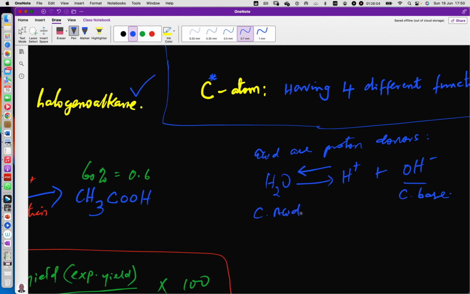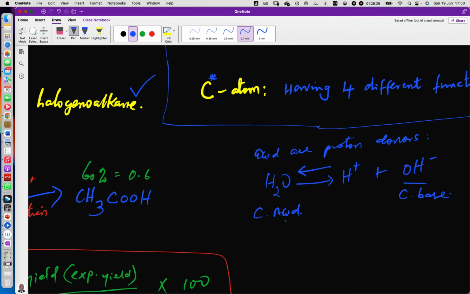I say it is that substance. The conjugate acid is that substance that is formed when the base has accepted a proton. This is the base. If this is the base and the base has accepted a proton, then this is the conjugate acid.